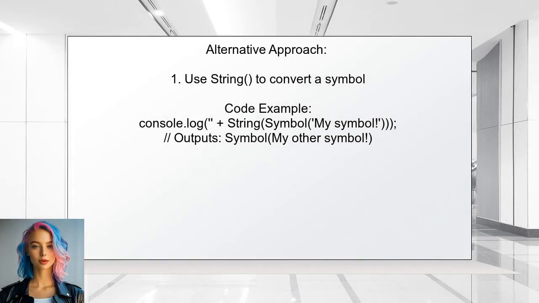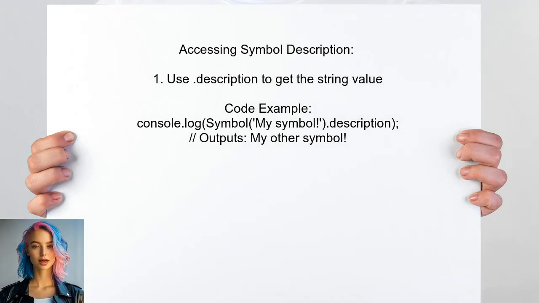This user explains that while you can't implicitly convert a symbol to a string, you can use the String function to achieve this. They demonstrate that using String with a symbol will give you the string representation without throwing an error. Additionally, the user points out that you can access the description of a symbol directly. This provides the string value used to create the symbol, which can be useful for debugging.